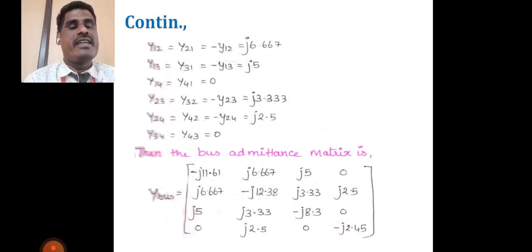After calculating the off-diagonal elements, and the diagonal elements are also calculated, we just place all those values in matrix form. So this is the Y bus matrix, a 4 cross 4 matrix; just substitute all those values in the matrix columns. So this is the procedure for forming the bus admittance matrix.